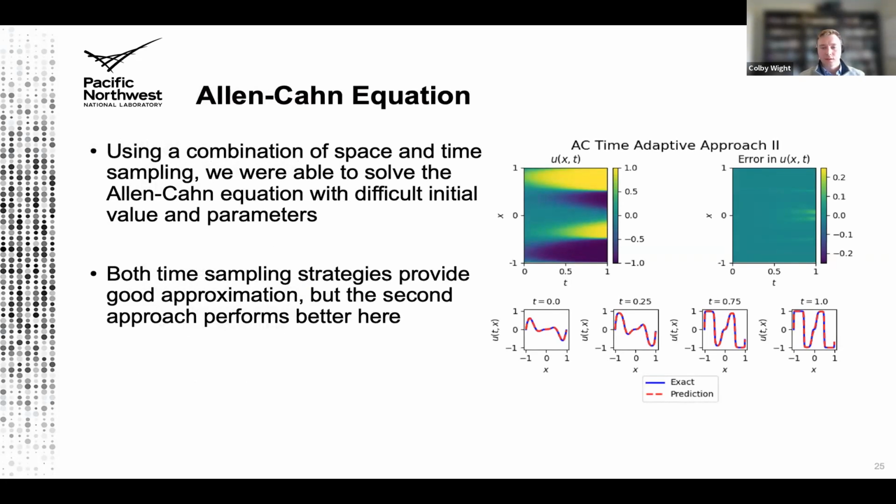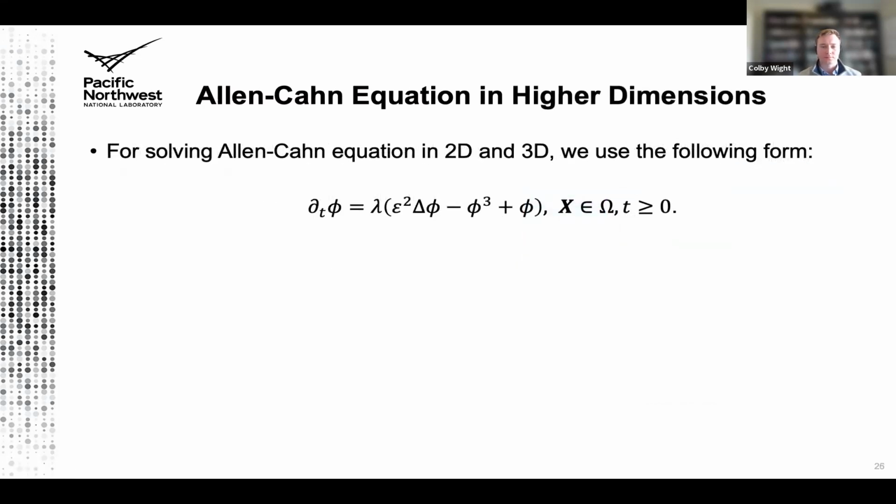So, moving back to this Allen-Cahn equation with that second initial condition that was more difficult to solve, we found that using this time adaptive approach led to a good solution here. We found that time adaptive approach 1 worked well, but we were still getting slight differences at the end here around x equals 0 that we were having a hard time resolving.